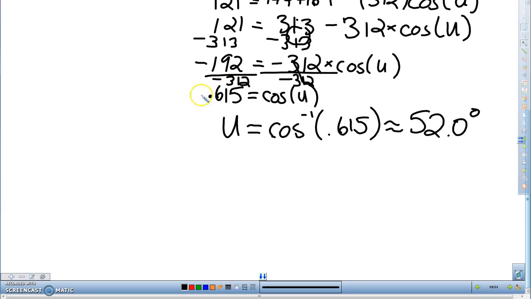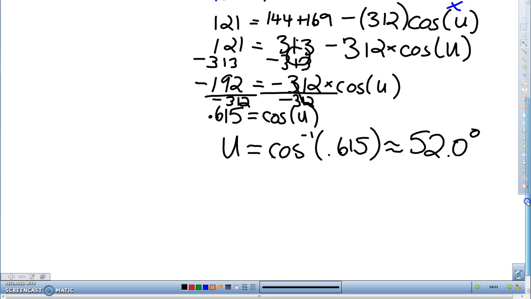And so now I've got another problem, where I have to get my angle out, which means I'm going to use an inverse trig function. So I'll do inverse cosine of this ratio. Note that it's less than 1, so we can plug it into our cosine inverse. When I put that in my calculator, I get about 52 degrees for my angle u.